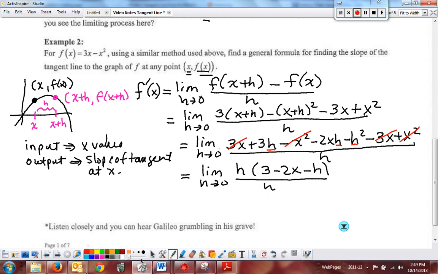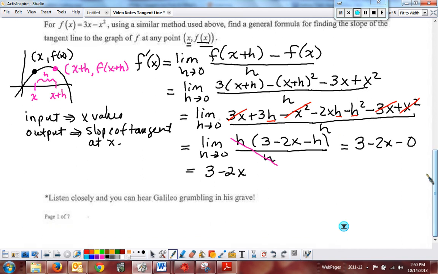The reason that we factored it out was so that we could remove the discontinuity that's causing the problem. And once I remove the discontinuity, now I can plug in. Now be careful, I'm plugging 0 in for h, not for x. This is the limit as h goes to 0. In this problem, the x and the 3 are constants. They don't have anything to do with the variable that I'm looking at. So this would end up being 3 minus 2x minus 0, which of course is just 3 minus 2x.